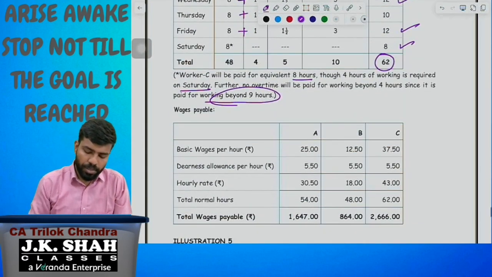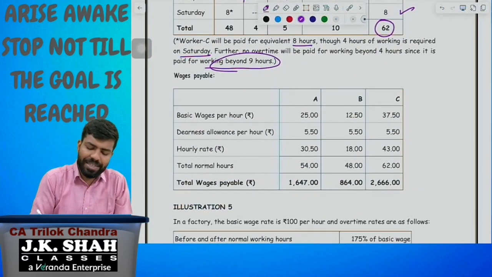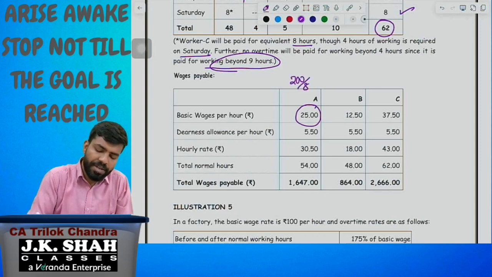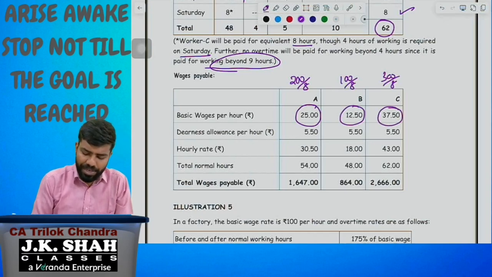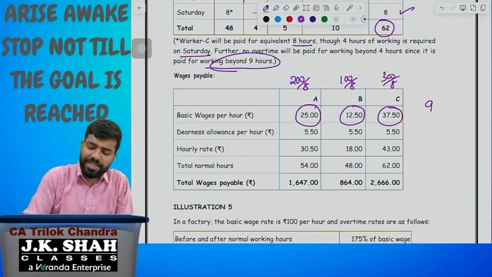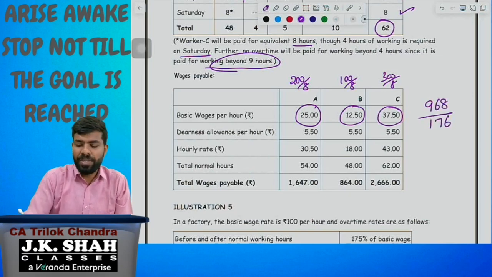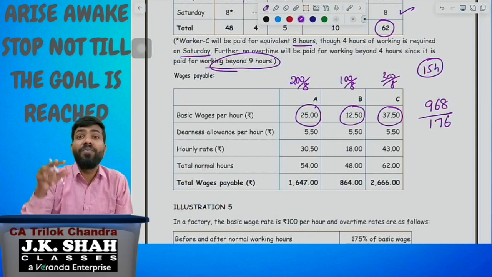Okay, now look here, wages payable. Basic wage rate I already told you, 25, that is 200 divided by 8, 100 divided by 8, 300 divided by 8. We'll get 25, 12.5, 37.5. When it comes to DNS allowances, how they are getting 5.5 means total DNS allowance is 968 rupees and we have to pay it for 176. 154 is the hours worked.